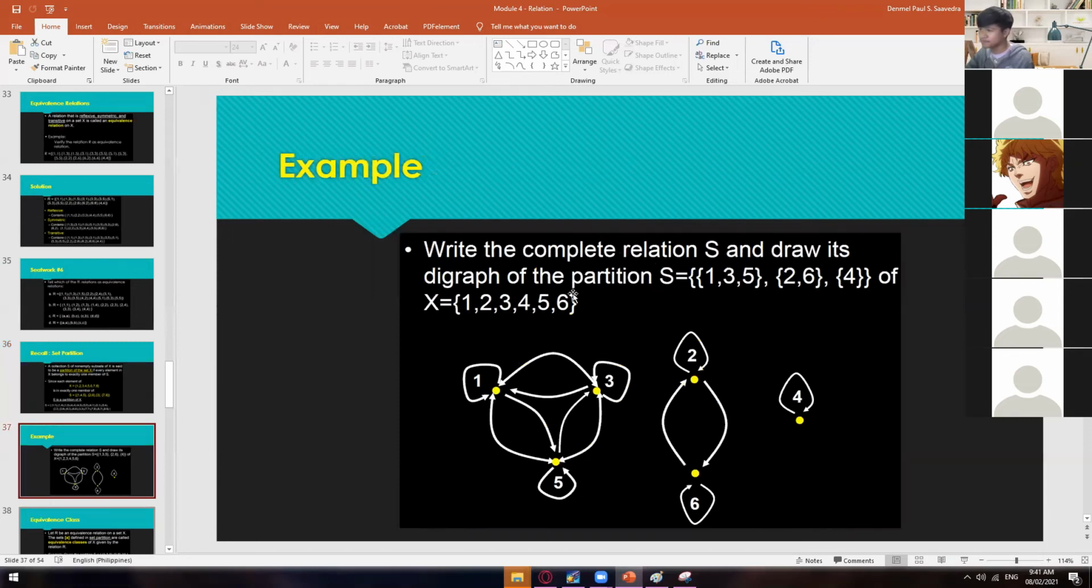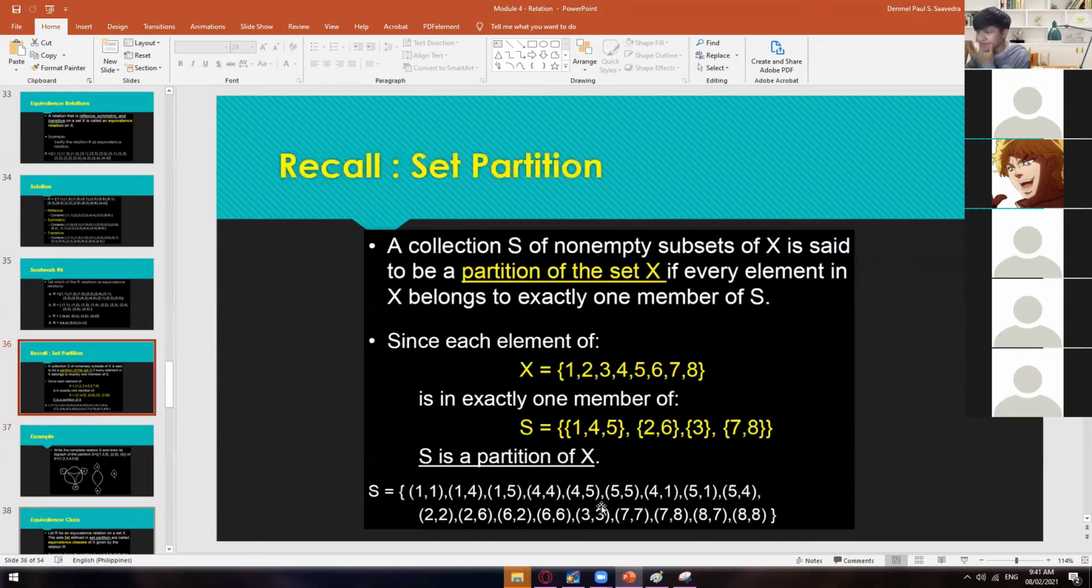So using a digraph, we have this 1, 3, 5, we have this 2, 6, and then we have this 4, right? So as you can see, using Cartesian product, you will have this reflexive, symmetric, and is it transitive? Transitive. If we have 3, 5, 3, 3. Yeah, it is also transitive.